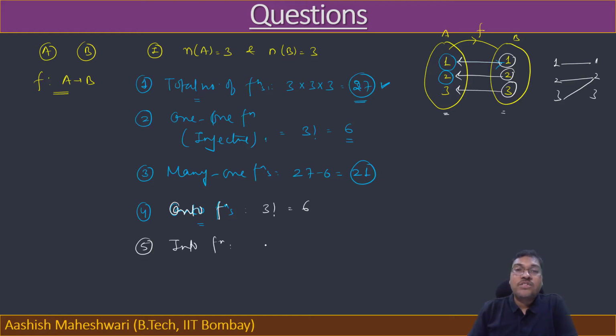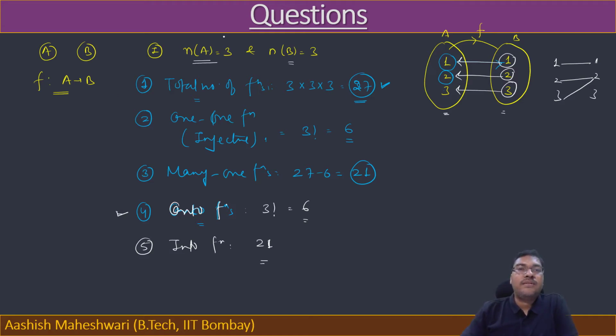total number of into functions, you can again say total number of into functions will be what? This will be equal to 21, because if the function is onto, total number of onto functions is 6, then total number of into functions will be total minus this onto function, the remaining functions will be into functions. So that is why this is 21. So you can clearly see if number of elements in set A and set B are equal.